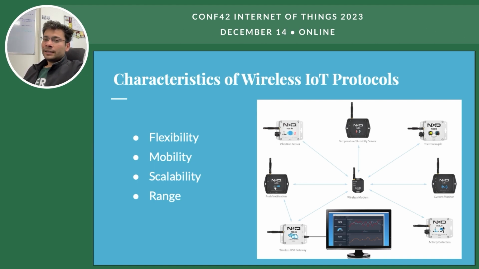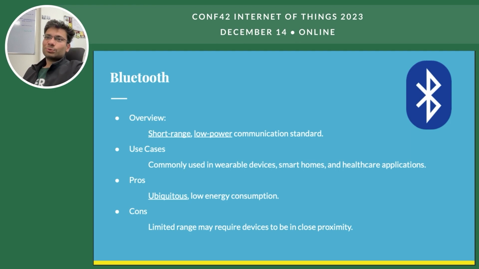Now, first of all, we'll go through some protocols which we all have heard about. The first one is Bluetooth. It is for shorter range, because Bluetooth signals cannot move beyond, say, 20-25 meters. After that, they will start to decrease.